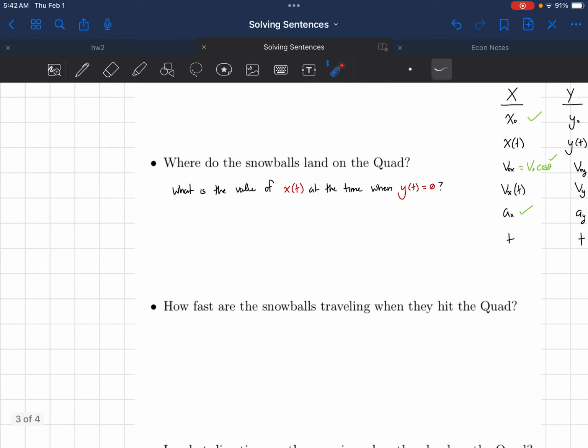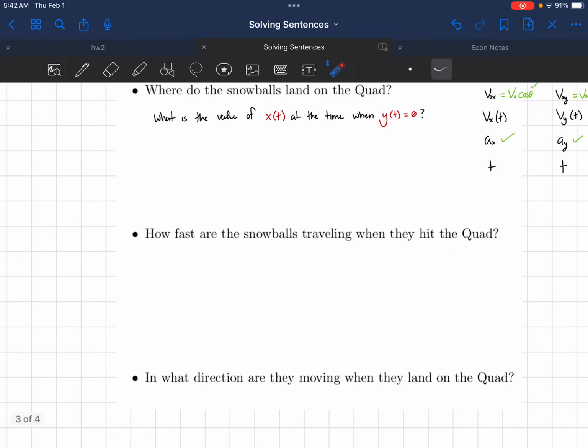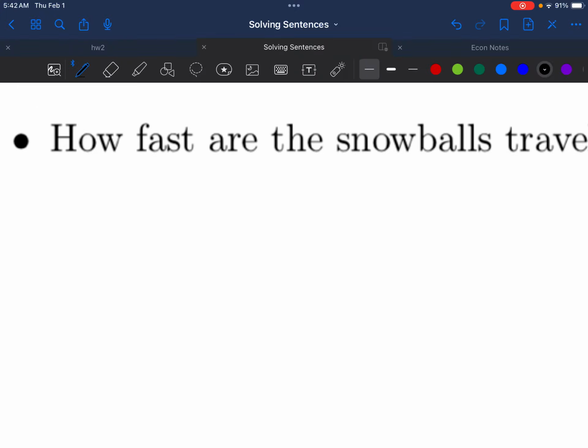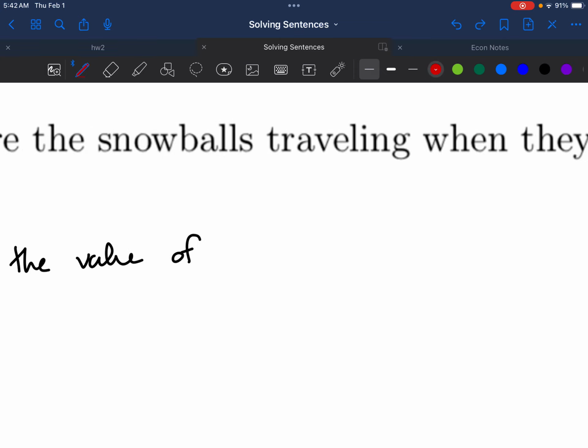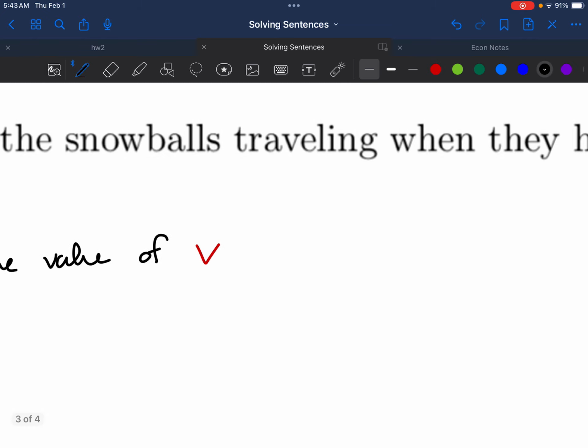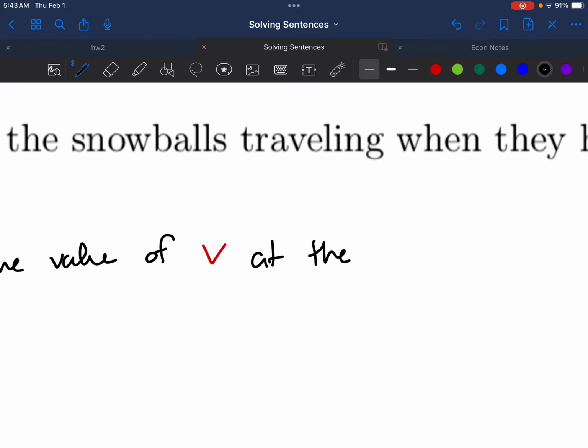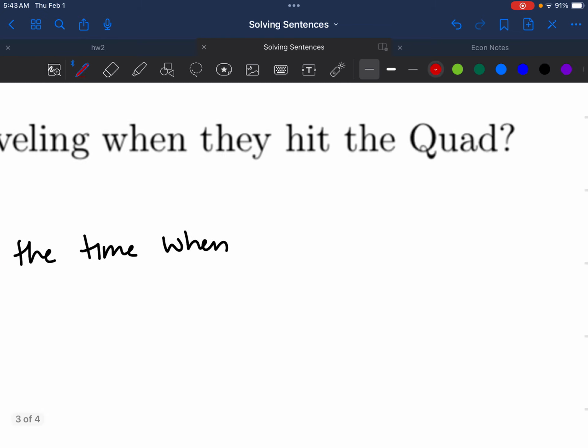I could plug that time into my x of t equation down here and solve for x of t at that time. Now I need to know how fast the snowballs are traveling when they hit the quad. How fast something is traveling is its speed or its velocity. So what is the magnitude of my velocity vector, at the time when they hit the quad? How do we write that in terms of our variables? y of t is 0.